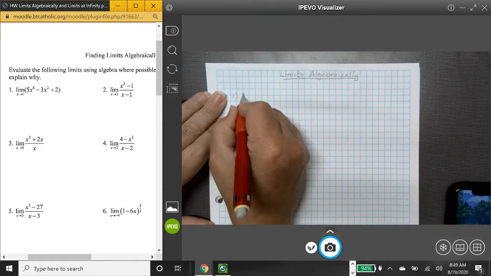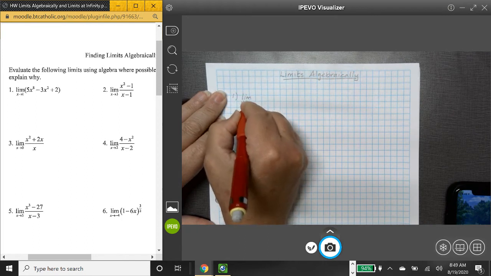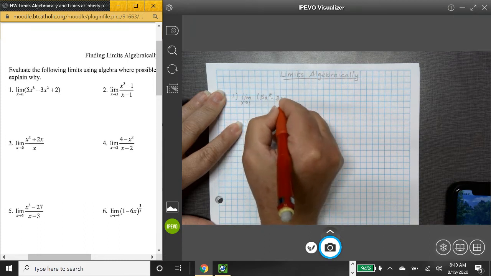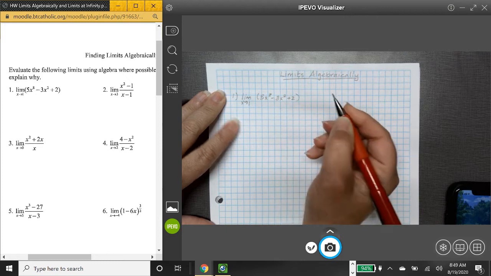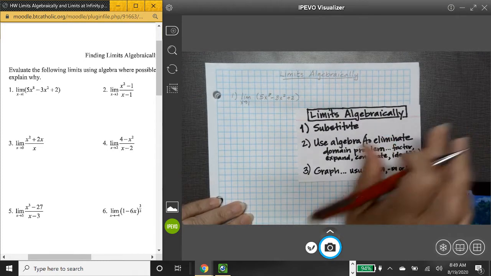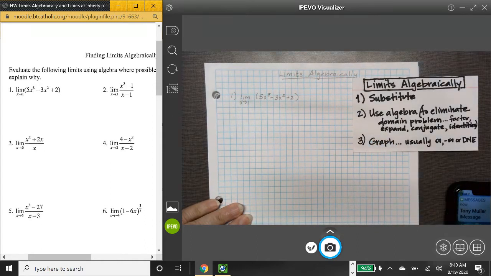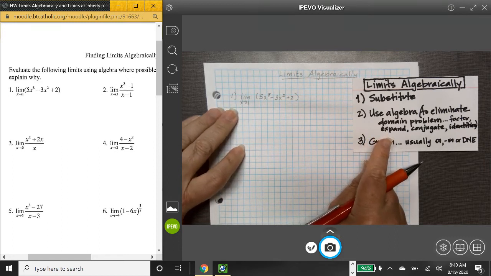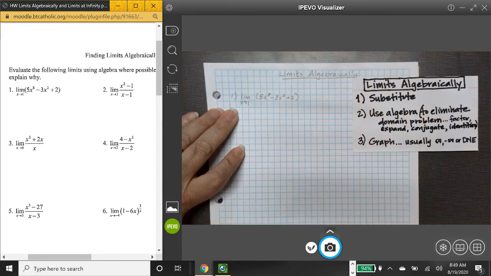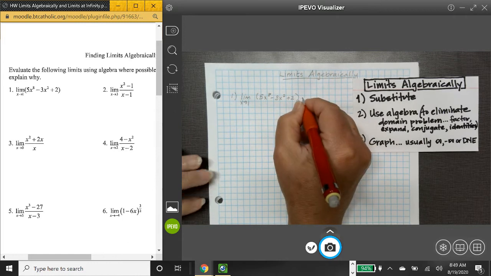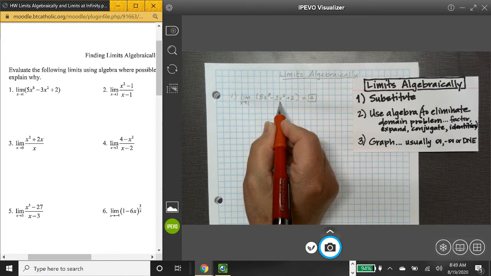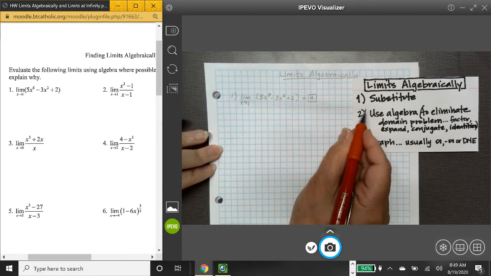So number one, the limit as x approaches 1 of 5x to the 8th minus 3x squared plus 2. Okay, and I have the list of things to try that I put out on a card here. So we substitute first if we can, and we can put a 1 in here. So it's going to be 5 minus 3, which is 2, plus 2, and then this is 4. So let's make sure I added that right. 5 minus 3 is 2. 2 plus 2 is 4. So on the very first one, we could definitely substitute.